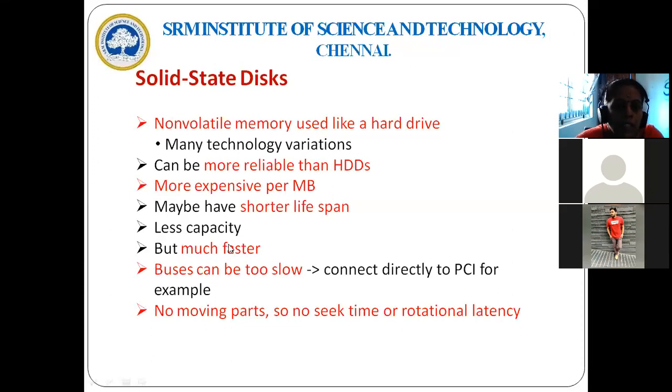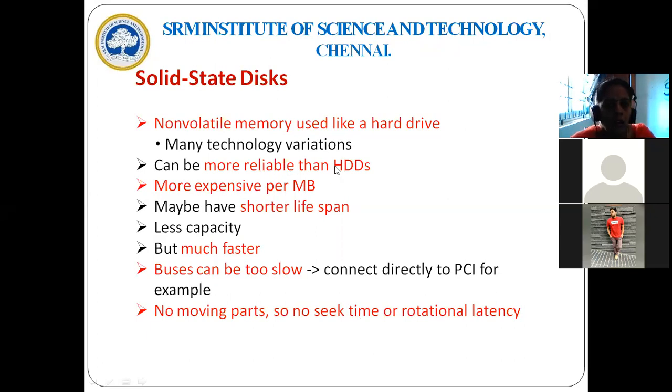Okay, these are faster, even though expensive, and the buses can be too slow. Suppose your data size is going to be more, then automatically your I/O bus may go down. Thus, it may slow down. There are no moving parts here. That is why it is called a solid state disk. The removable disks are not coming under this category. Because there are no moving parts here, you don't have a seek time. So that's the thing. But the size of this is very minimum, and also it is very expensive.